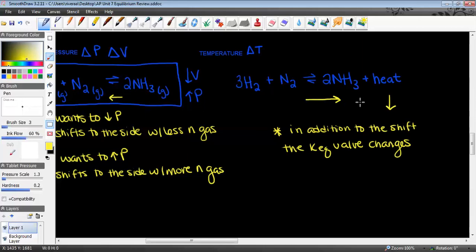So if it's shifting forward, you're going to be making more products than reactants, and you're going to end up with a new proportion of products to reactants. Your K is going to get bigger. And if it was shifting left, your K was going to get smaller. So you just have to pay attention to what side the heat is on and whether you're adding more heat or removing heat.